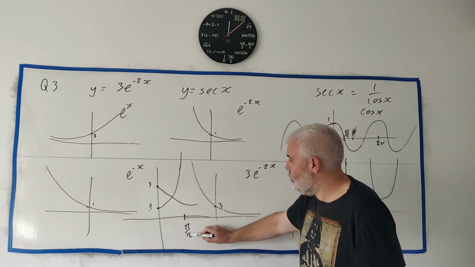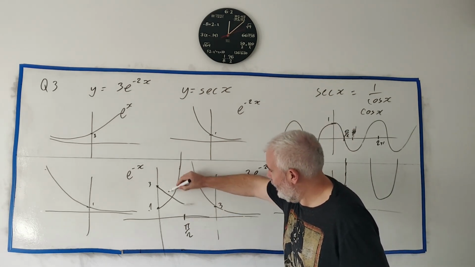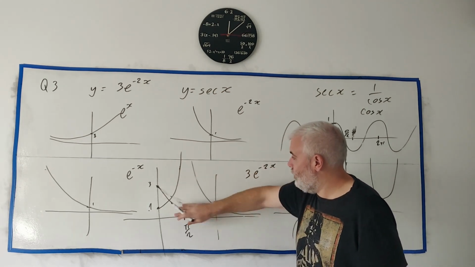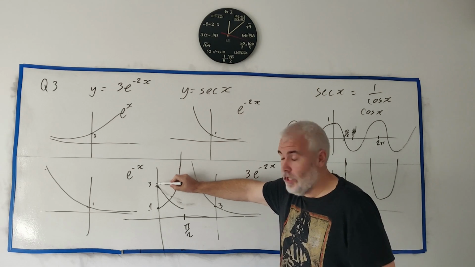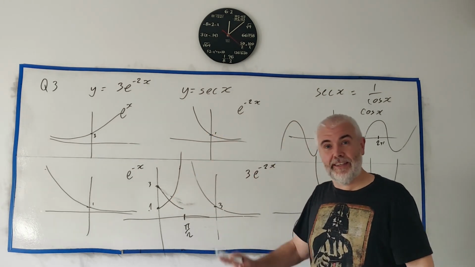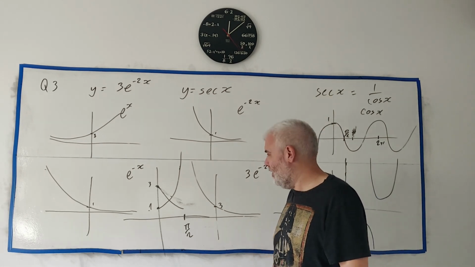They want to see pi over 2. Sorry, let's say come down like, let's have it like that maybe. They want to see pi over 2, they want to see the number 3, they want to see the number 1, and this going straight up like that. That's your full marks for 3 part A.